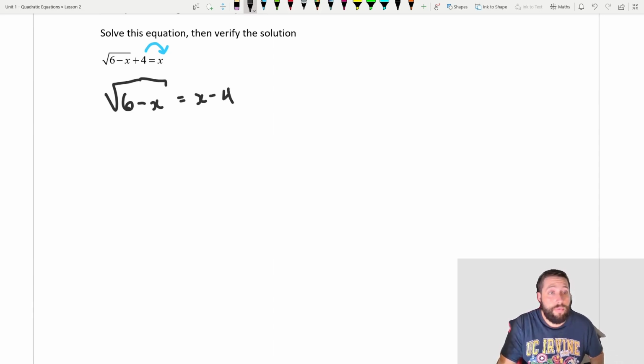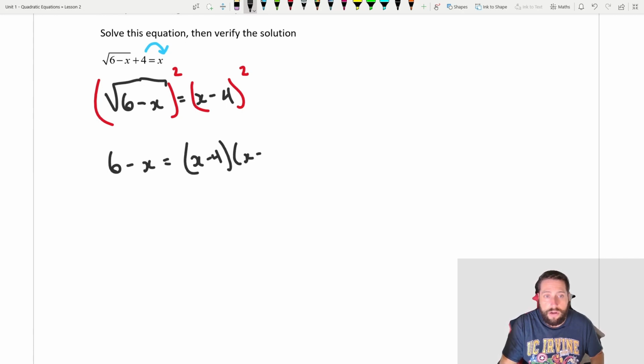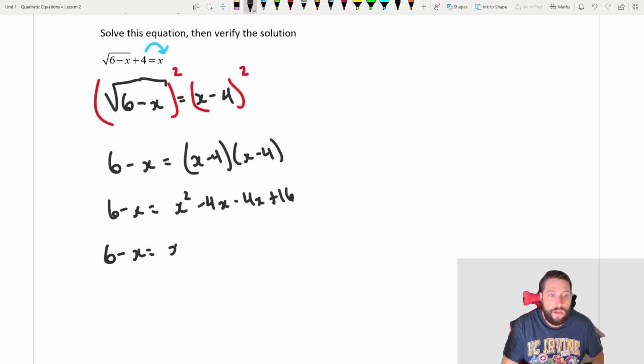Now, to get rid of the square root, we are going to square both sides. Make sure that everything is in brackets, okay? So this one is going to be 6 minus x is equal to x minus 4 squared. That's going to be x minus 4 times x minus 4. So it's 6 minus x is equal to x squared minus 8x plus 16.